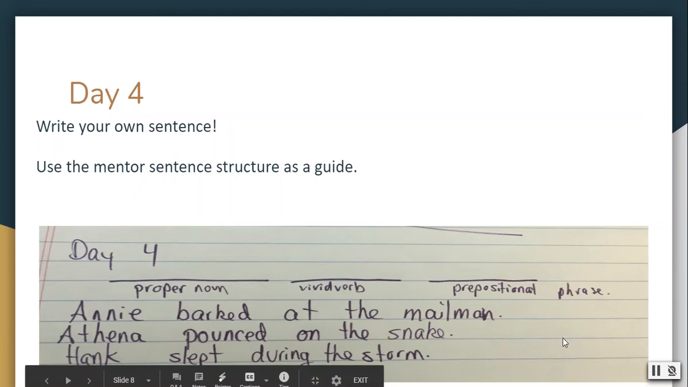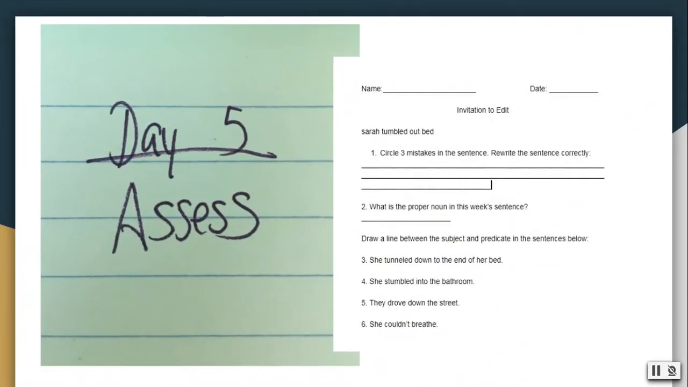And so here are some that I created. Annie barked at the mailman, Athena pounced on the snake, and Hank slept during the storm. All of these are true stories. My dogs have done all 3 of these things. And then day 5, you do some kind of assessment.